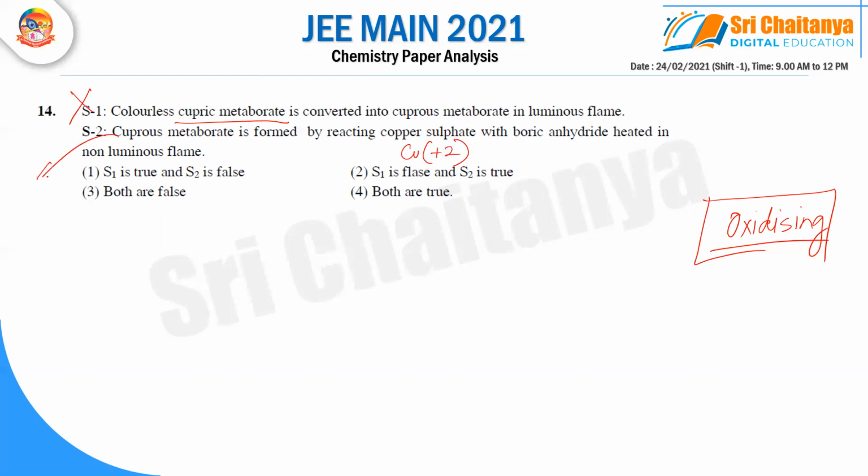And in cuprous metaborate, copper is present in +1, right? So how are you obtaining +1? When this +2 is reacting with boric anhydride, that means boric anhydride must act as a reducing agent so as to obtain +1.